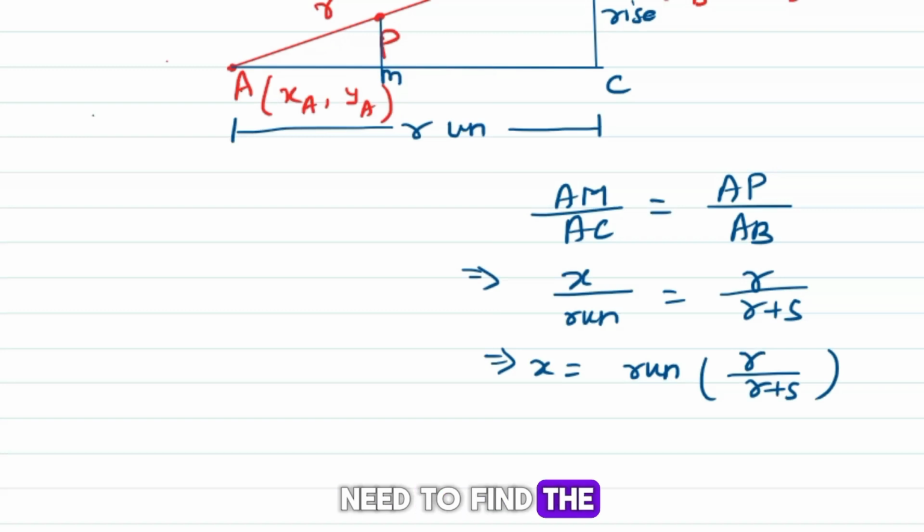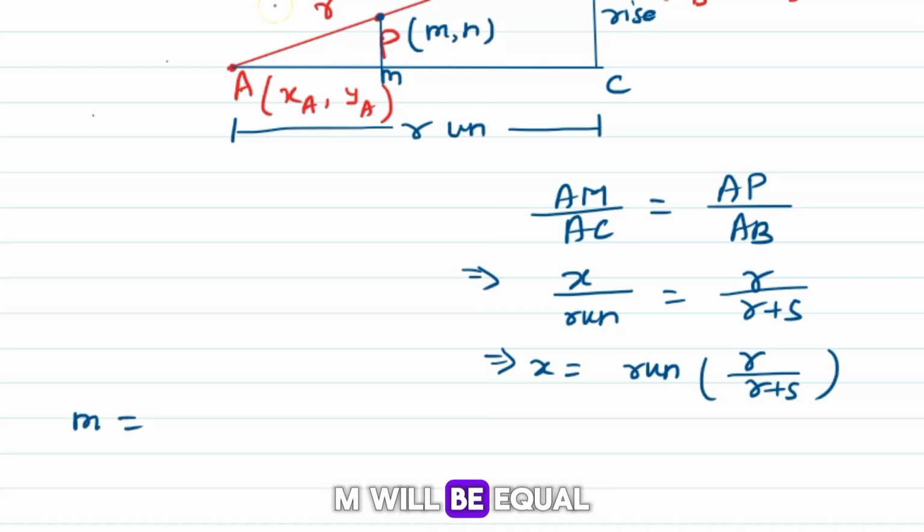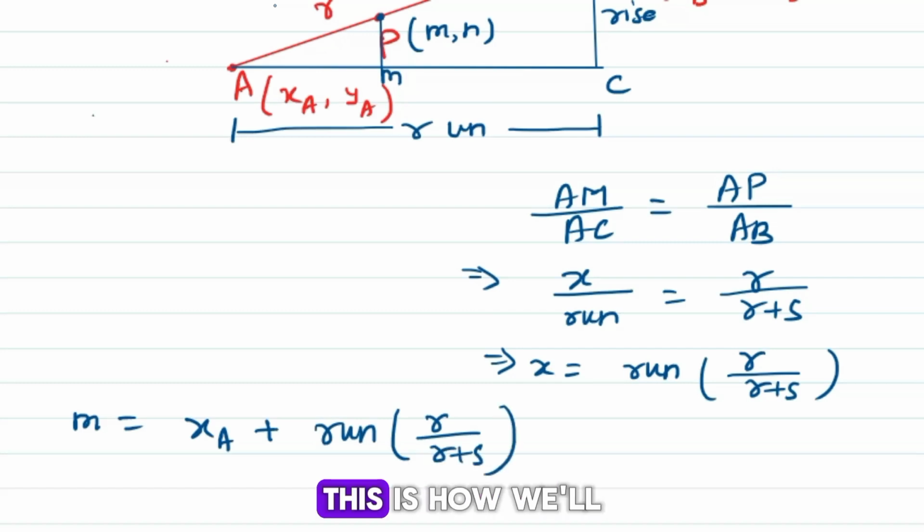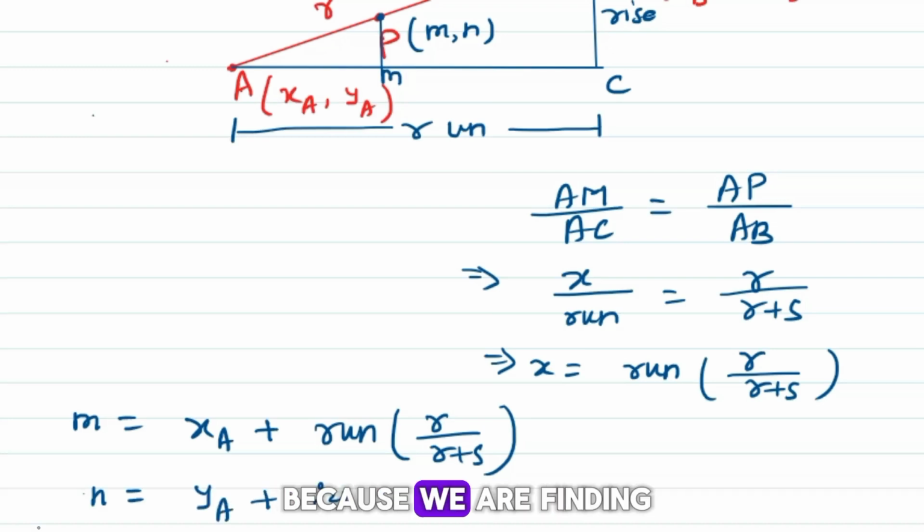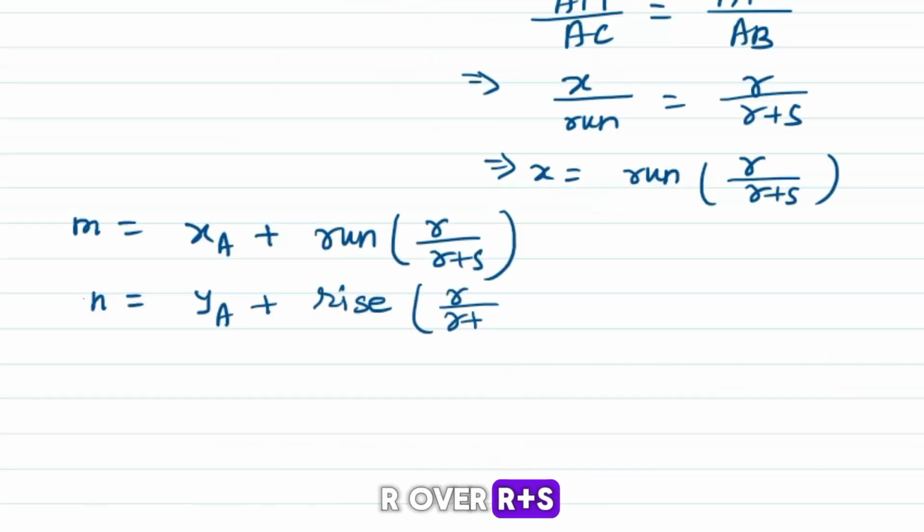That means if we need to find this coordinate, suppose that is given by M comma N, then can we say that M will be equal to the X coordinate of A, that is XA, plus this distance, that is AM, which we have found as X. That means run times R over R plus S. This is how we will be finding M, and similarly we will be finding N, and we will be getting YA plus, here it will be rise because we are finding Y coordinates, so rise times R over R plus S.